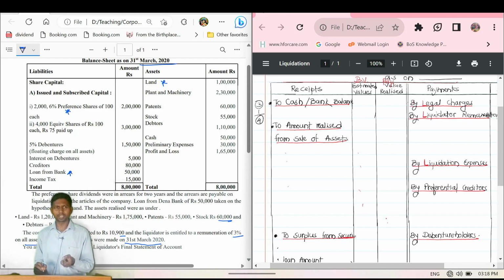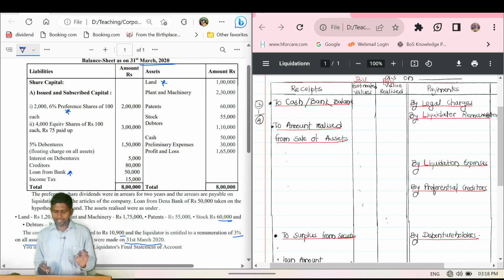Just within 2 minutes I will complete this first point, and then some new things you will also learn in this video. If you watch this video completely, then you will not make any mistake in the liquidator final statement. Yes, 100% correct answer you will get in the exam. So many combinations and parameters, yes, permutations we will see here.